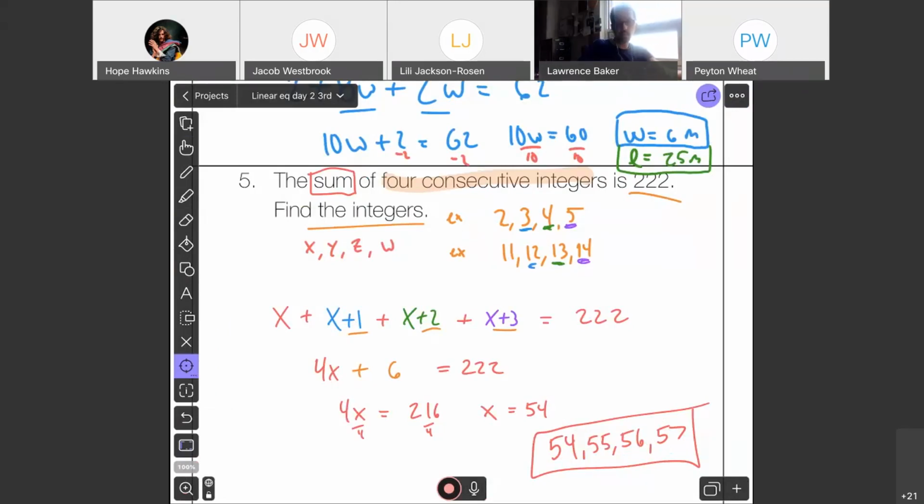So it's a different way of thinking because we have so little information. They're only telling us that they're consecutive. They're not giving us all this other stuff to write more and more equations. So we have to have just one variable.